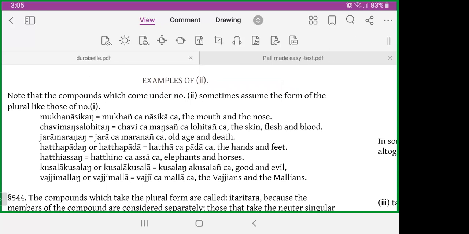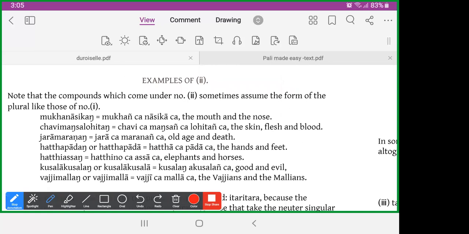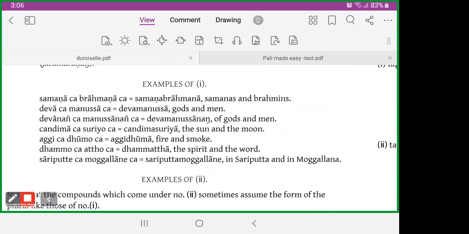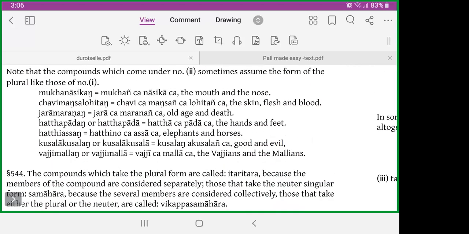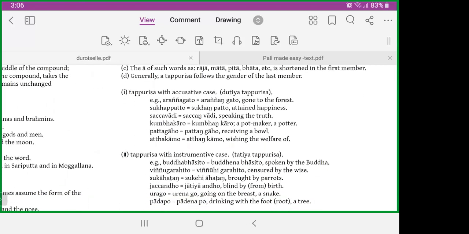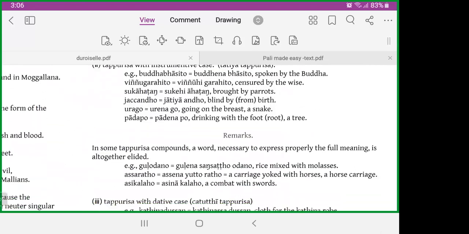And then Dwanda, sometimes, example number 2, you put in the neuter singular. So mukam cha nasika cha, mukam nasikam. Chavi cha mansa cha lohitam cha. The skin, flesh and blood, so it will be combined in the neuter singular. So this is example number 2. Okay, but sometimes this is just a normal one. So example number 1, example number 2, right? Then we will skip the Tapurisa because Tapurisa needs some explanation here.